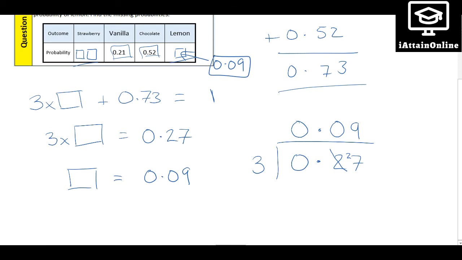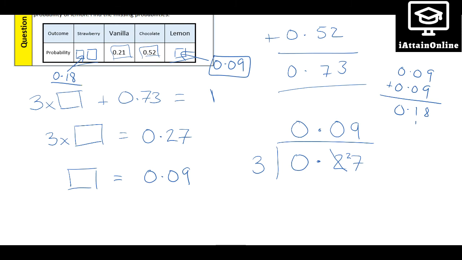Remember, strawberry was double that, and we've drawn 2 boxes to represent that. So if 1 box is 0.09 and we've got 2 boxes, I'm just going to do 0.09, add another 0.09, and when I add these together, that's going to tell me that this probability here, the probability of strawberry, is 0.18. Okay, that's all the examples.